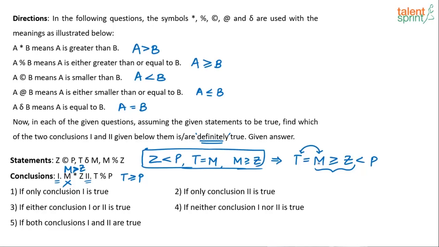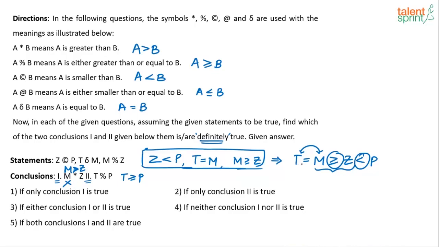Now what does it say? T is greater than or equal to Z. Z is less than or equal to P. So between T and P, we have got dissimilar inequalities, right? We have got a greater than symbol and a less than symbol. Go by rule number 3. The moment you find dissimilar inequalities, you can conclude that the two variables cannot be compared.